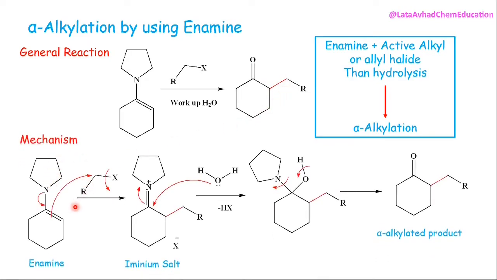Now we will see the mechanism of this reaction. The lone pair of nitrogen is delocalized over the carbon-carbon double bond and the beta carbon acts as a nucleophile and attacks the electron deficient carbon of alkyl halide and forms an iminium salt. This iminium salt is an intermediate of this reaction. Followed by acid hydrolysis, we get the alpha alkylated product.